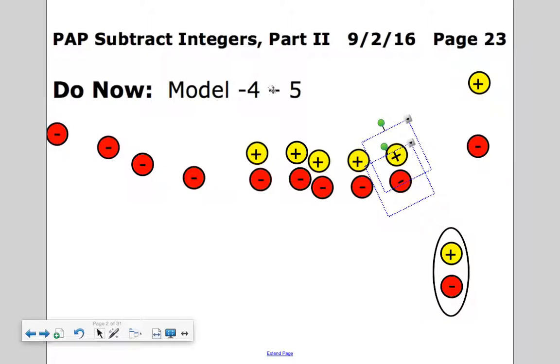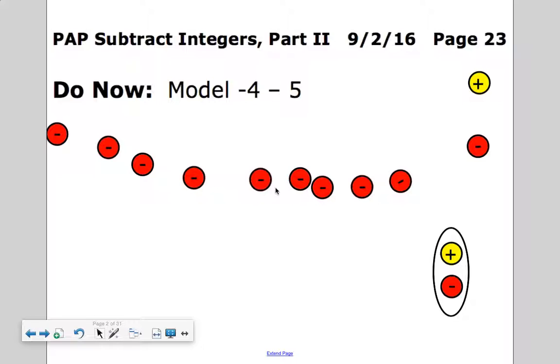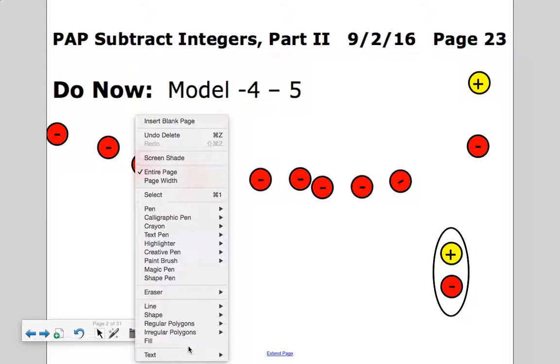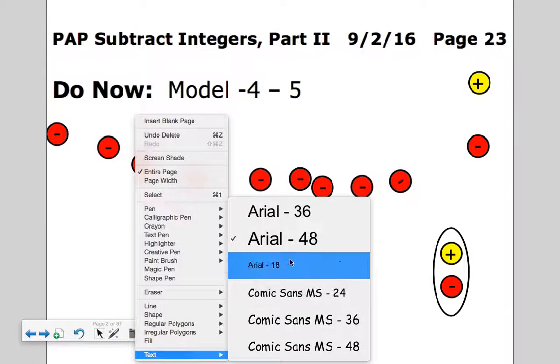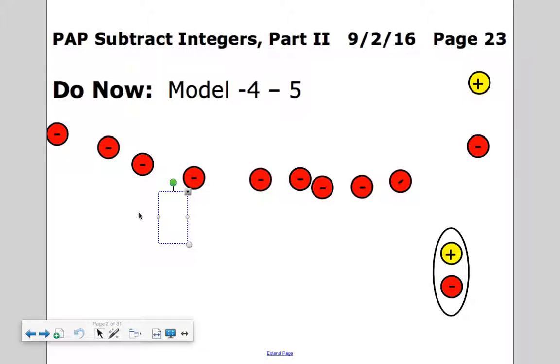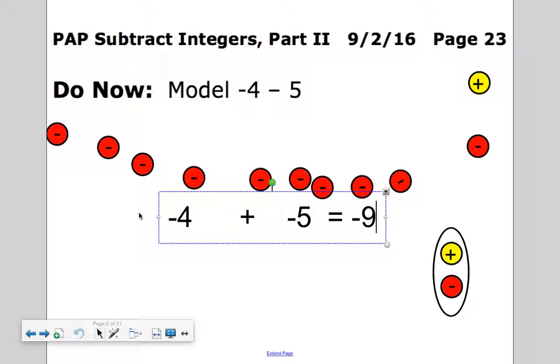So now it says I've started with negative 4. I need to take away 5 positives. So I take away these 5 positives. And what am I left with? I added 5 more negatives. So it seems like the answer is negative 9. What if you do not want to model it? I started with negative 4. As you can tell, I added 5 negatives. And that equals negative 9.